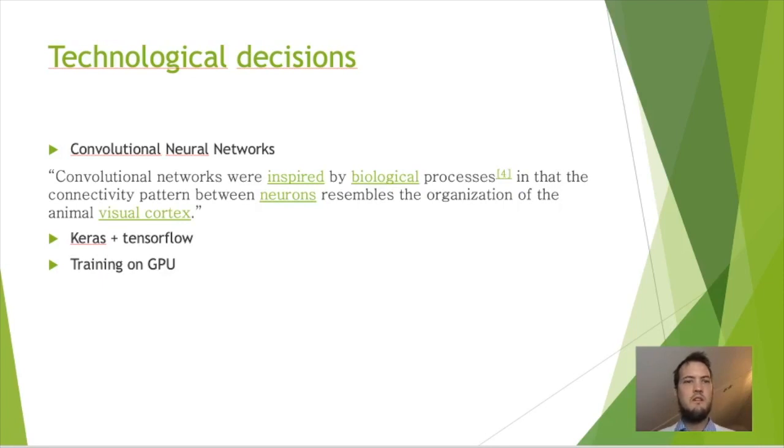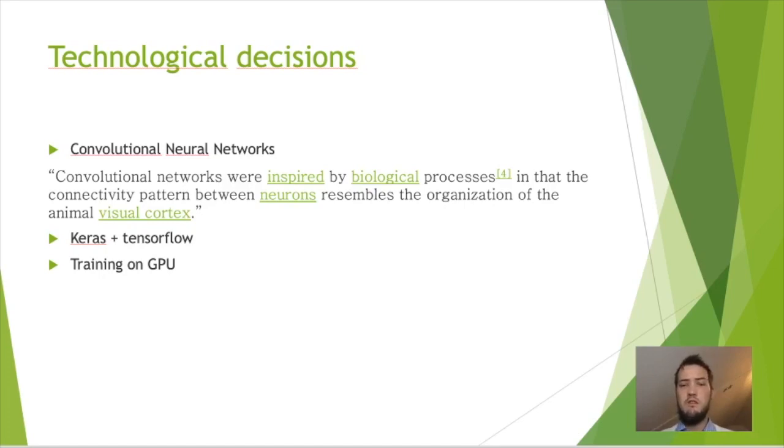Alright, let's talk about technological decisions. Convolutional networks are most suited for image recognition. They are inspired by biological processes. As you can see, I took this quote from Wikipedia because I found it very clear on the reason why I used convolutional networks in specific.